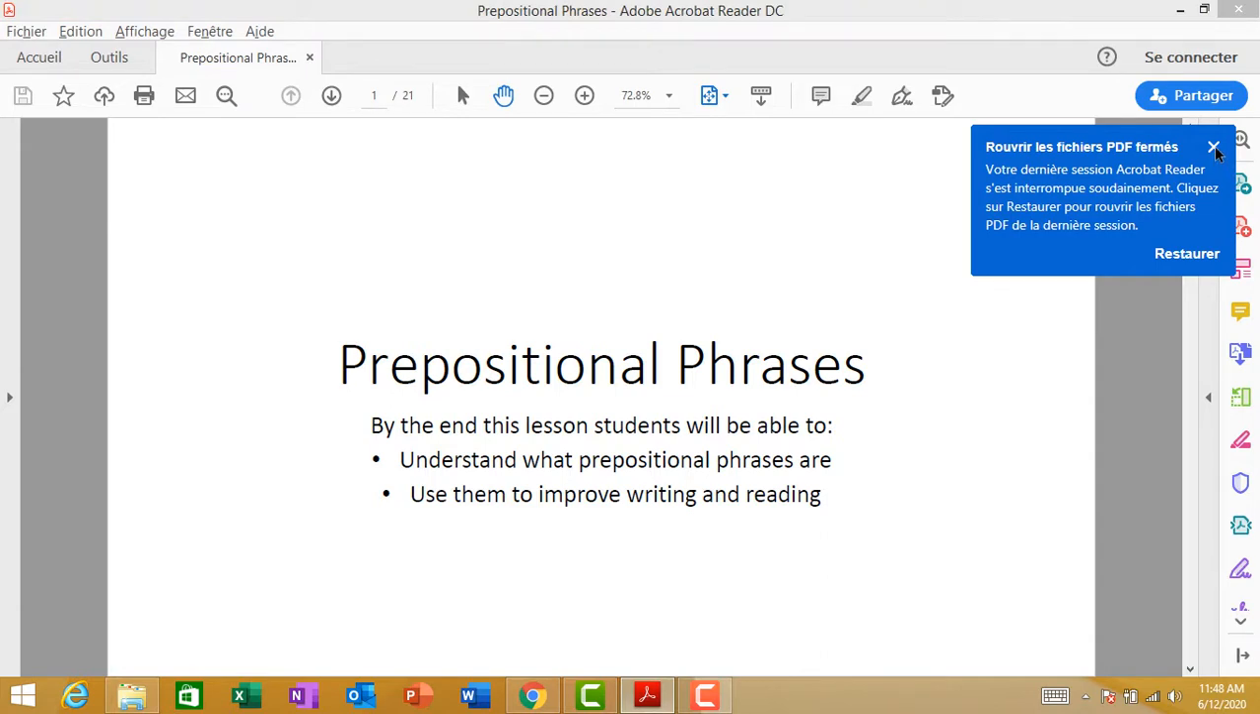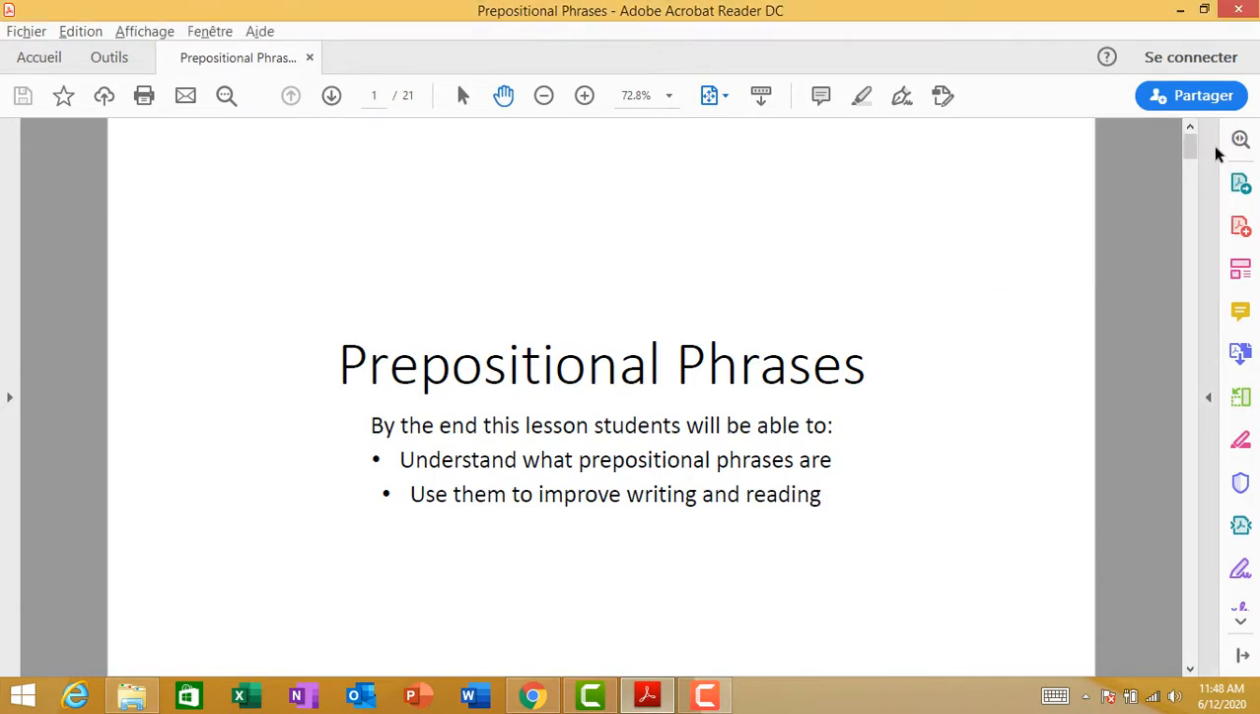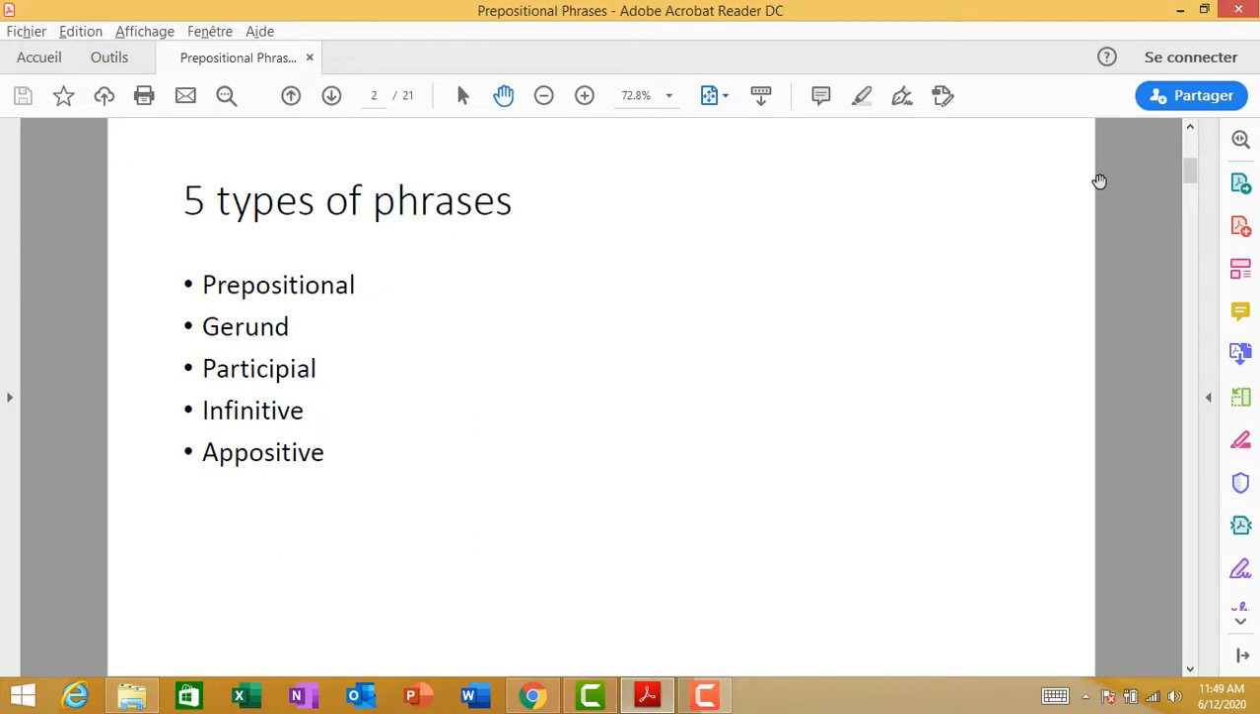Let's look at your objectives. So by the end of the lesson, you'll be able to understand what prepositional phrases are and you will be able to use them to improve your writing and your reading. But before we get into that, let's look at what we'll be covering.